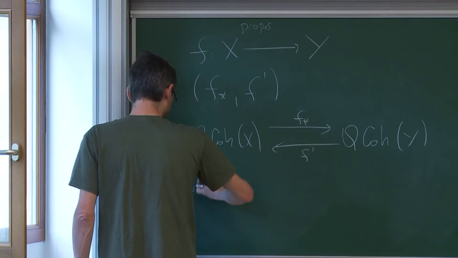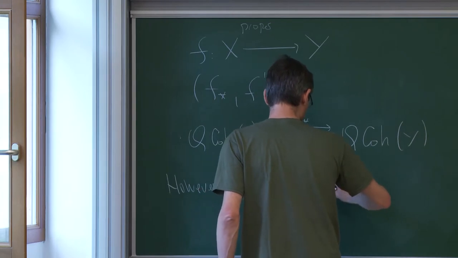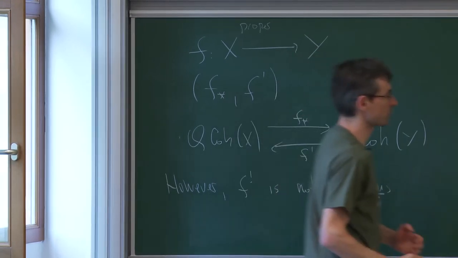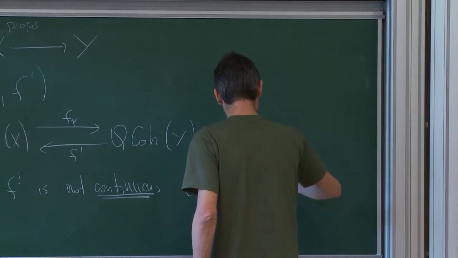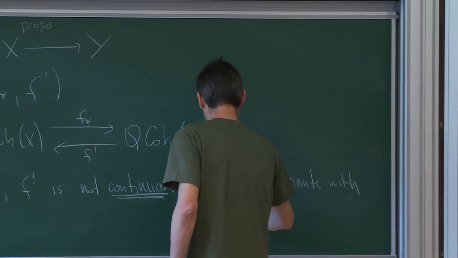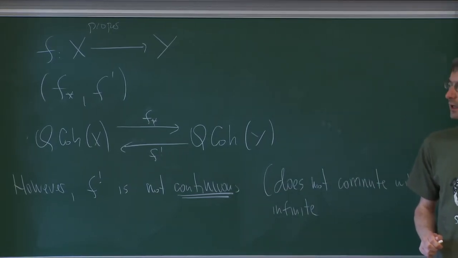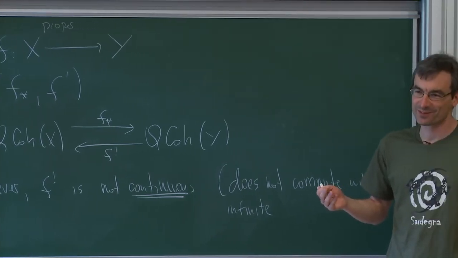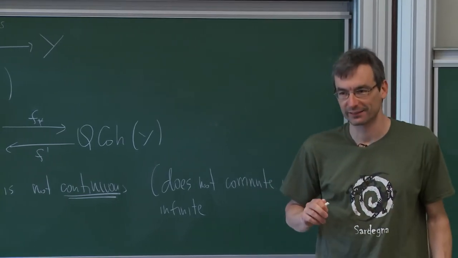However, it is what's called not continuous. And I remind you what continuous means. Continuous means that it does not commute with infinite direct sums. So there is no problem on D plus, I suppose? On D bigger than or equal to something? Yeah, but D plus is not closed under direct sums. Ah, yeah, okay. You take D bigger than or equal to something. Yeah, but I don't want to do that. I want to do the whole thing.